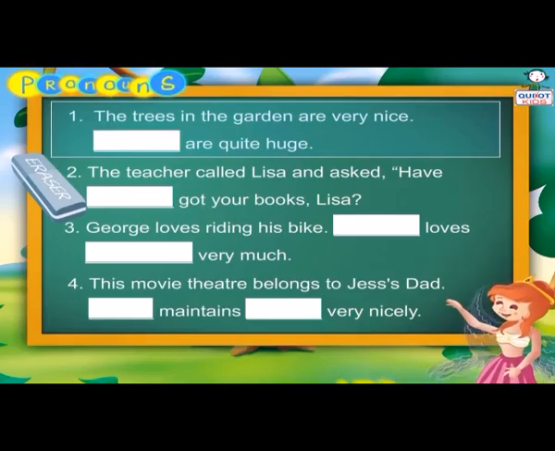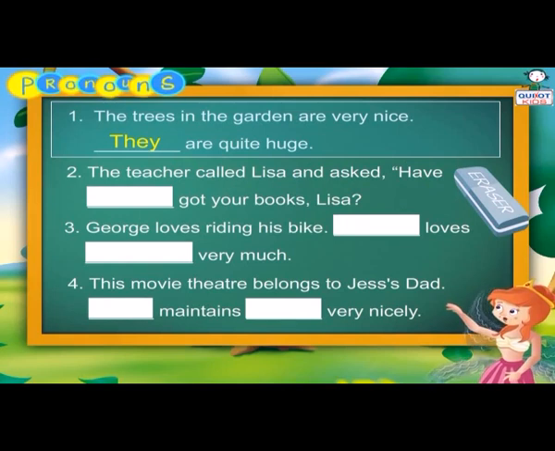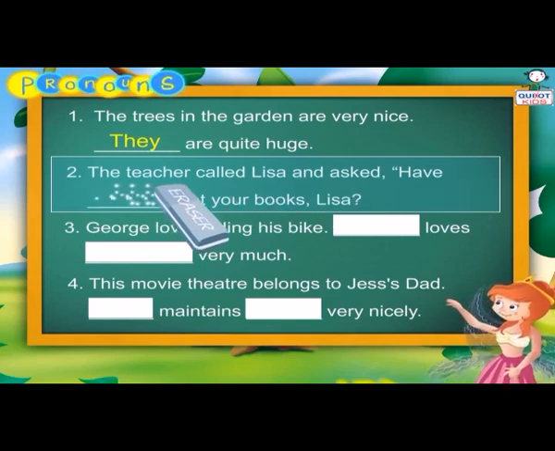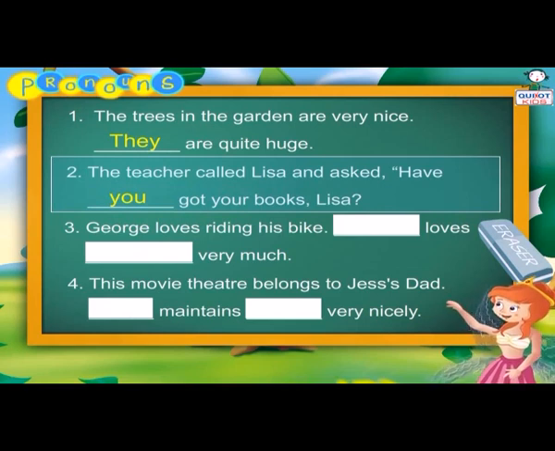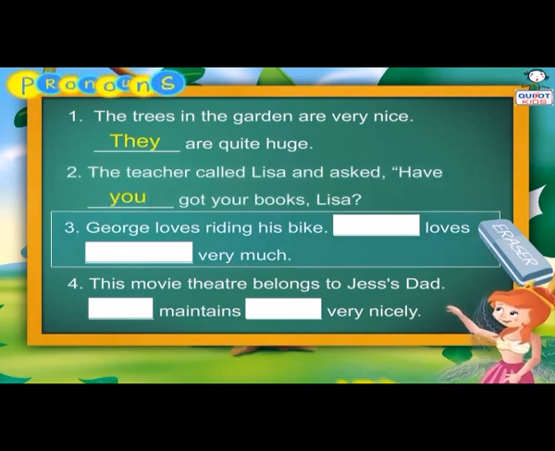Let's start. The trees in the garden are very nice. Dash are quite huge. The trees in the garden are very nice. They are quite huge. They is pronoun. The teacher called Lisa and asked, "Have dash got your books, Lisa?" The teacher called Lisa and asked, "Have you got your books, Lisa?" You is pronoun.